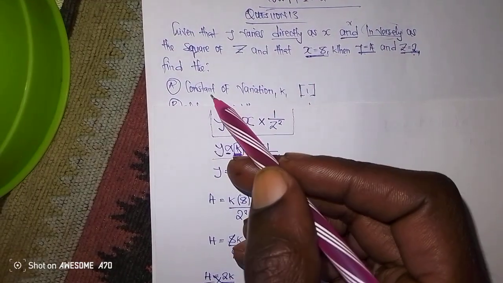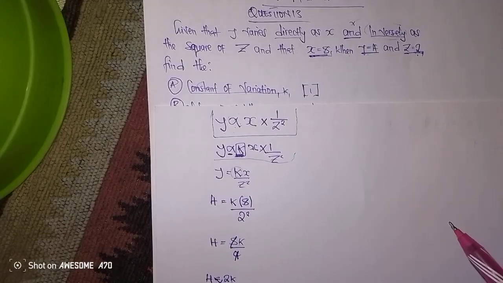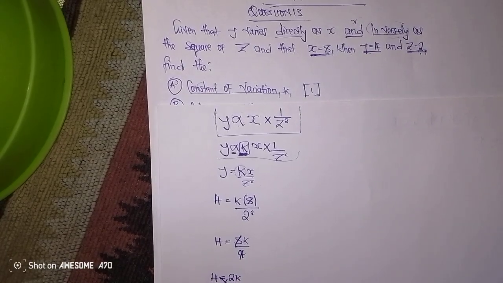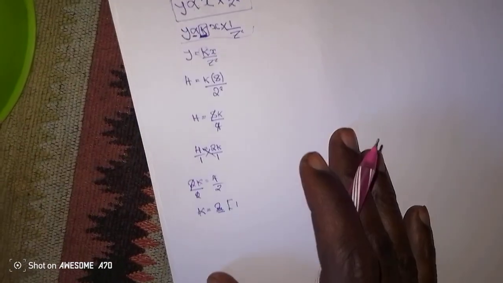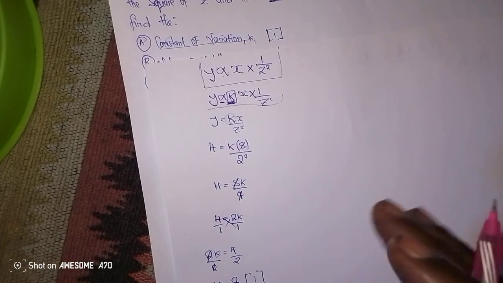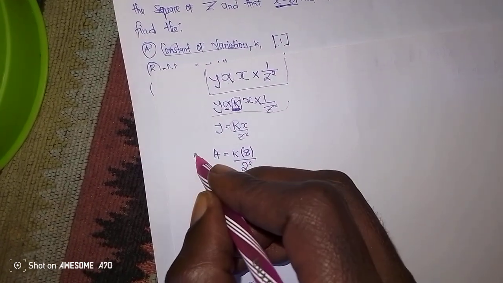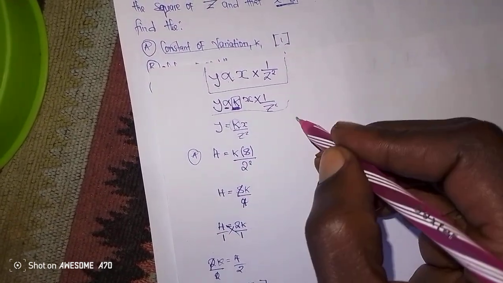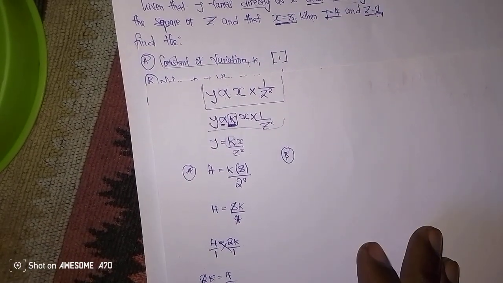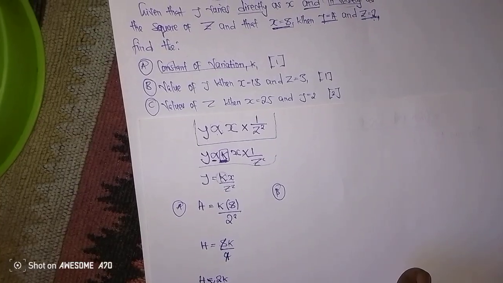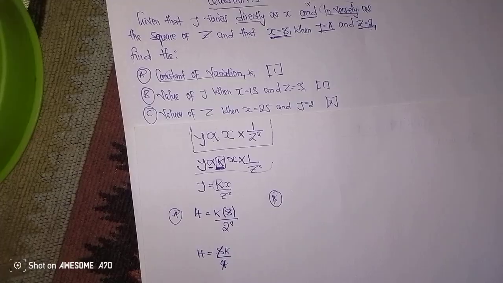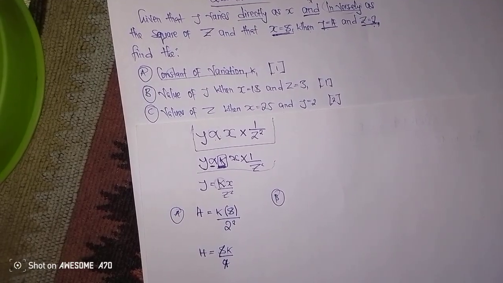So already the first question says find the constant of variation k. So already you have your 1 mark here because we've already found our constant. So I guess this is our question A. Now question B. It says find the value of y when x is equal to 18 and z is equal to 3.